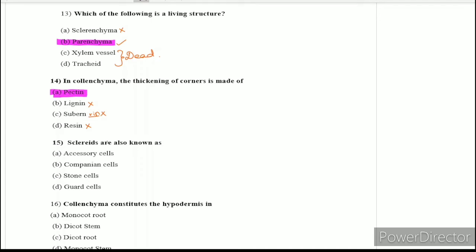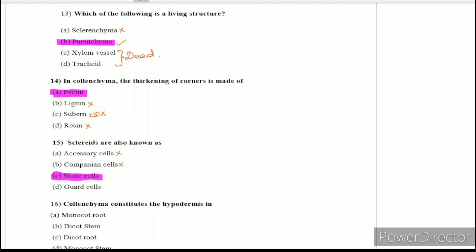Next one. Sclerites are also known as accessory cells? No. Option B, companion cells? No. Option C, stone cells. And option D, god cells. See, the sclerites are also known as stone cells. So the correct answer for this question is option C.